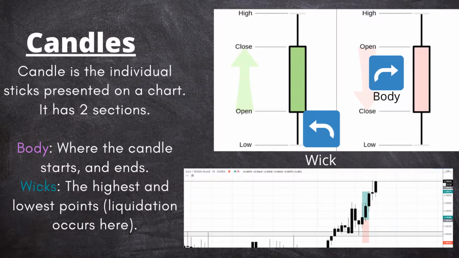And now each candle represents a certain time. On my chart here, I've selected the 1 hourly chart, and so each candle there represents 1 hour.